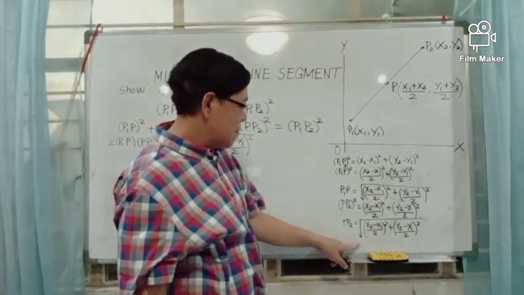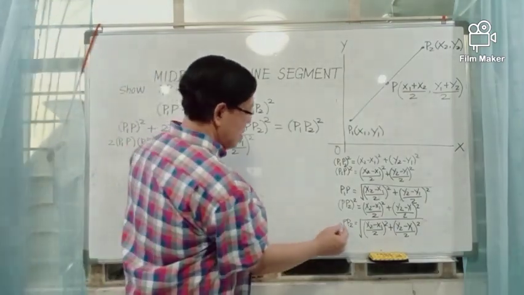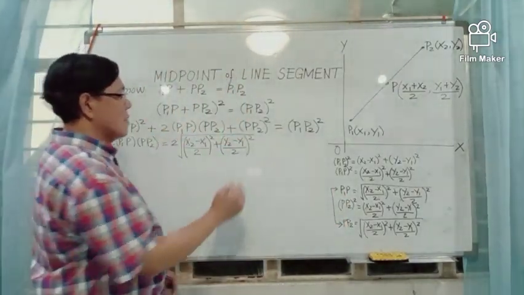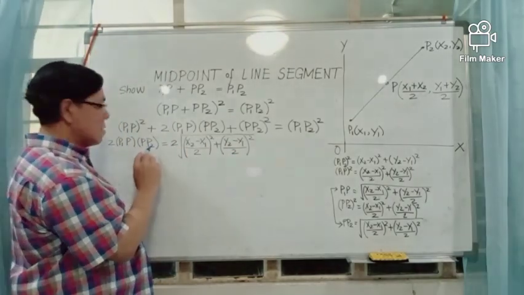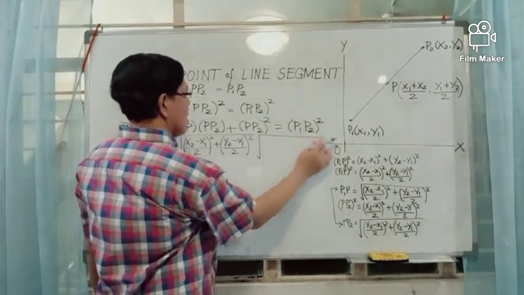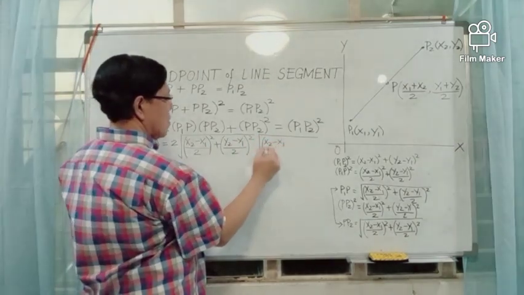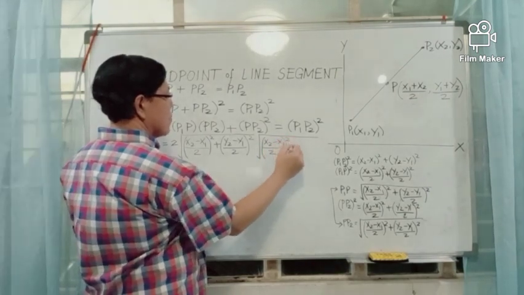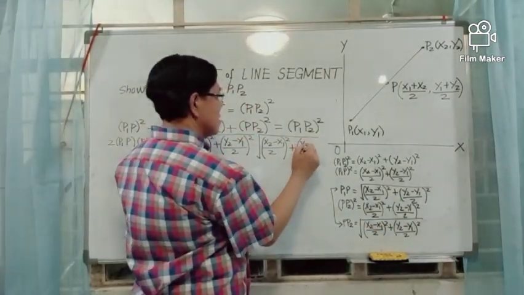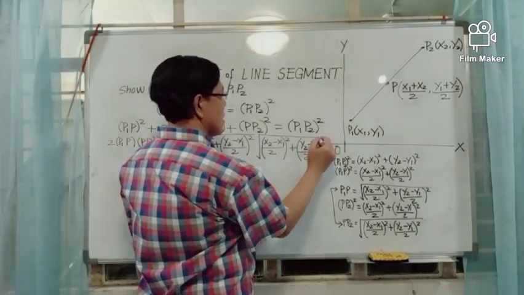given by this, which is the same as the distance between P1 and P. So the distance between P and P2 is also equal to the square root of ((x2 minus x1) all over 2) squared plus ((y2 minus y1) all over 2) squared.